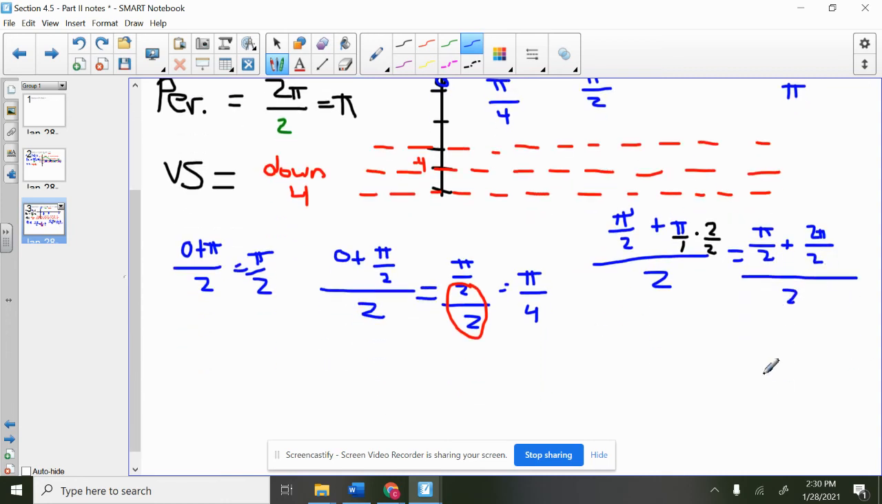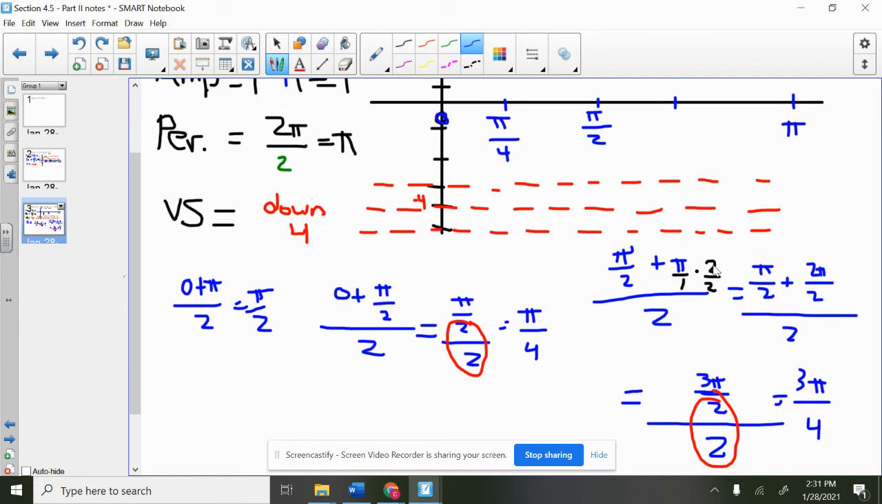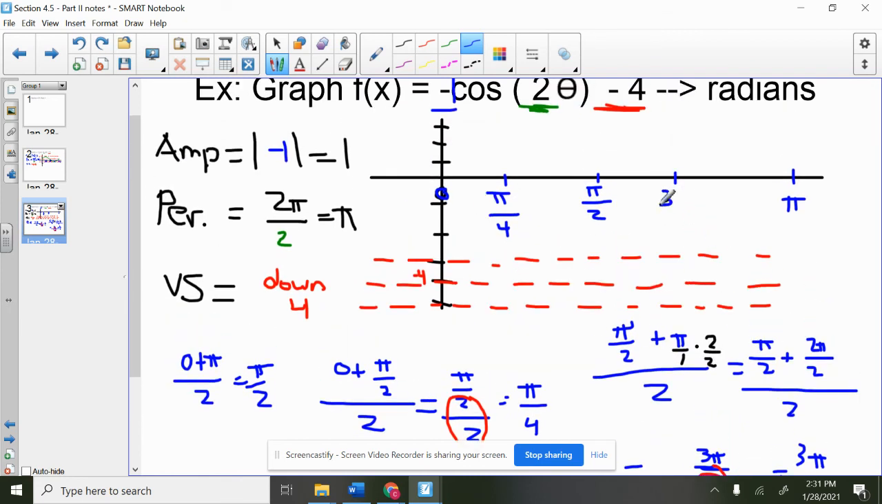There are a lot of numbers here. It's really easy to get messed up. So this whole thing is divided by 2. Now I need to add these up. I have that common denominator of 2. Pi plus 2 pi, that's 3 pi. And then I've got a fraction divided by a number, which means I just have to multiply these together. So that gives me 3 pi, and then 2 times 2 is 4. So I get 3 pi over 4. That definitely gets a little messy. So 3 pi over 4.